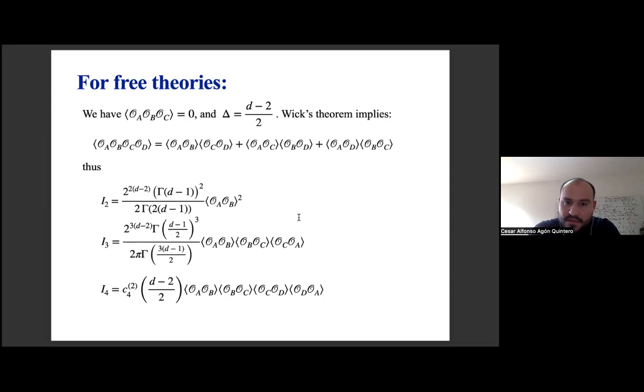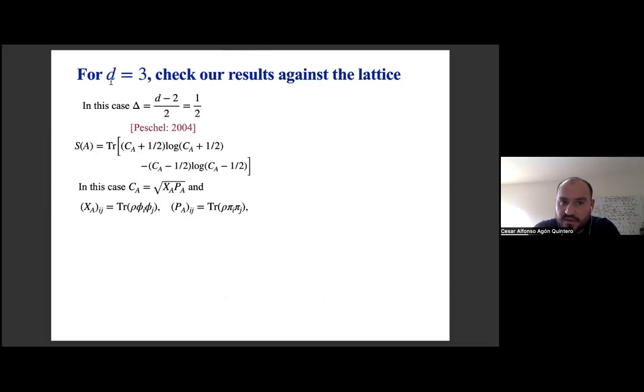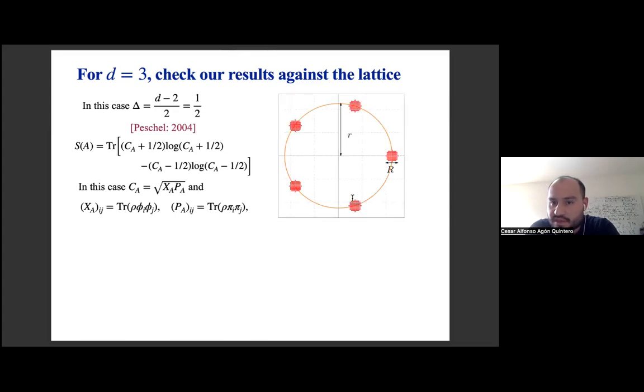So, trying to check this formula in a particular number of dimensions, we go into the lattice and we do the computation in d = 3. The lattice computation that we did was using the Peschel formula, which writes down the entanglement entropy in terms of correlators of field operators in the reduced density matrix, or the conjugate momenta operators. So this thing is completely explicit, and you can put it in the computer. The types of geometries that we considered are geometries that were symmetric.